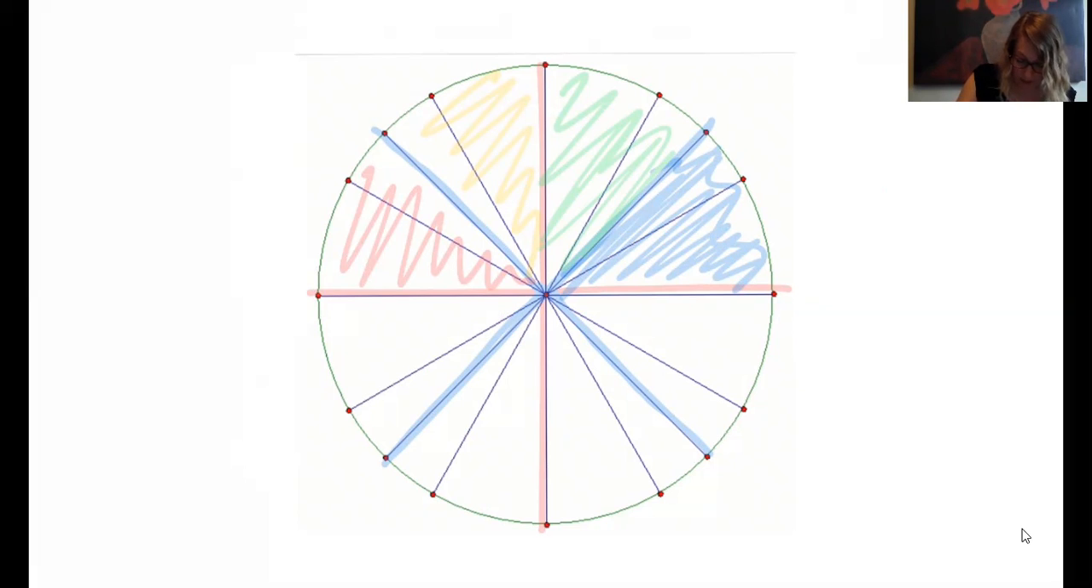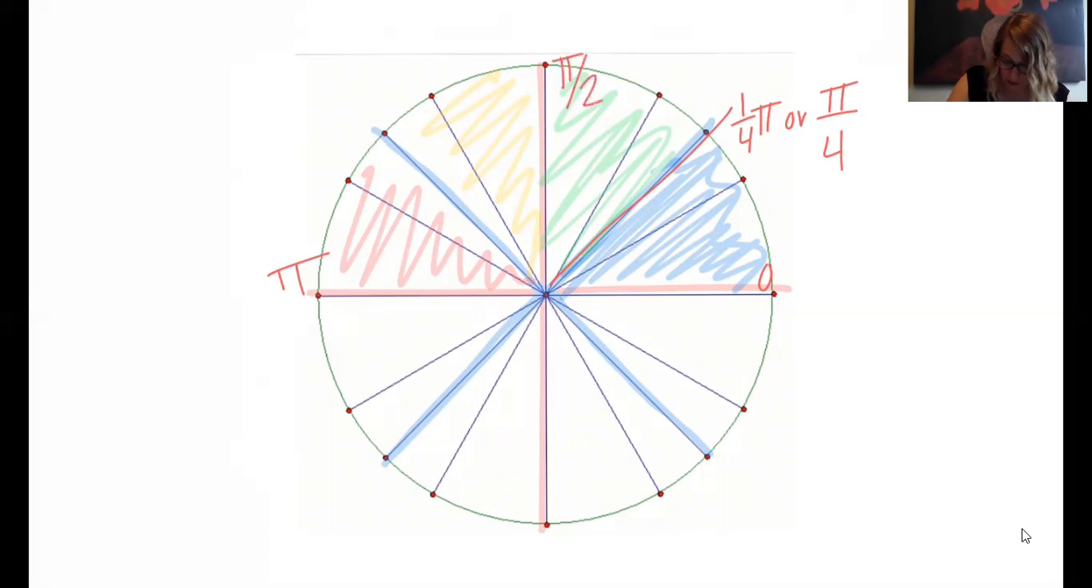And we talked before about how this top half is pi radians. Starting at 0, going halfway around is pi. So this line right here is 1/4 of pi, or most people write that as pi over 4. And then this one is 2/4 pi, which is the same thing as half of a pi. This one must be 3/4 pi. And then this one is 4/4 pi, which is the same thing as pi.